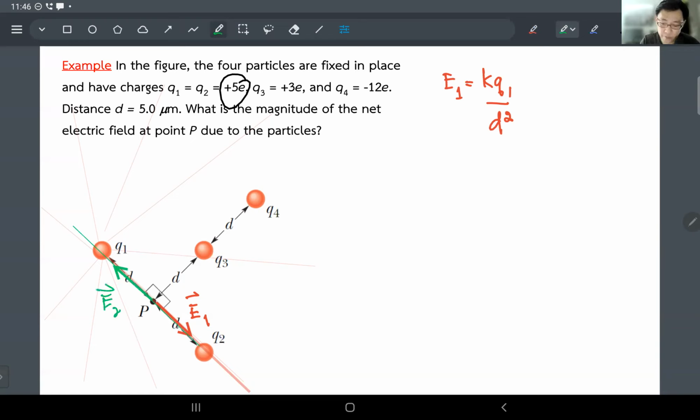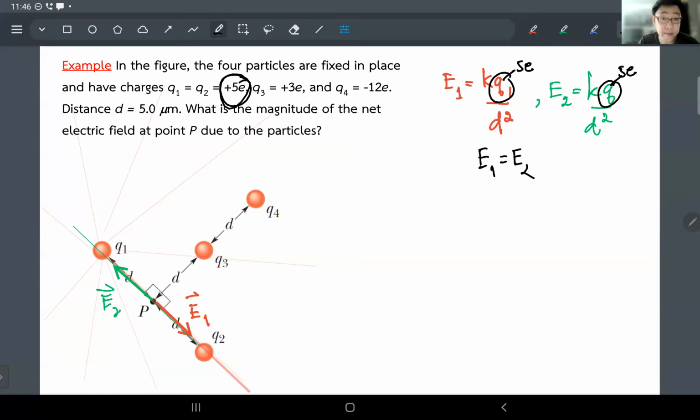We can calculate the magnitude of the E2 vector by saying that E2 is going to be K, Q over the same D squared. But the good thing about this one is, if you notice, they're both sharing the same magnitude of charge, 5e. So I can substitute this 5e. E is just the electronic charge, 1.6 times 10 to the negative 19. But the point is, the magnitude of E1 and E2 are exactly the same. Same charge, same distance, but they are pointing in the opposite direction. So at least these two vectors cancel. Isn't that nice?